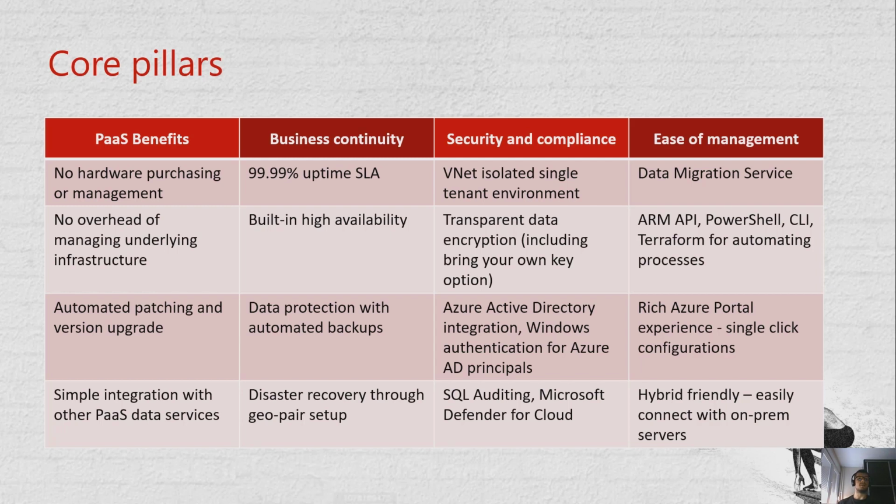The fourth pillar is the ease of management. So, a rich ecosystem of tools, starting from the migration, where you can use Data Migration Service to move from on-prem, to move from other cloud, and migrate your data to the managed instance. After your data is migrated, you can easily automate all the processes that you're taking care of through ARM, through APIs, through PowerShell, through CLI, through Terraform, or you can simply rely on the Azure portal with rich user experience, where you have a lot of single-click configurations available as part of the managed instance.